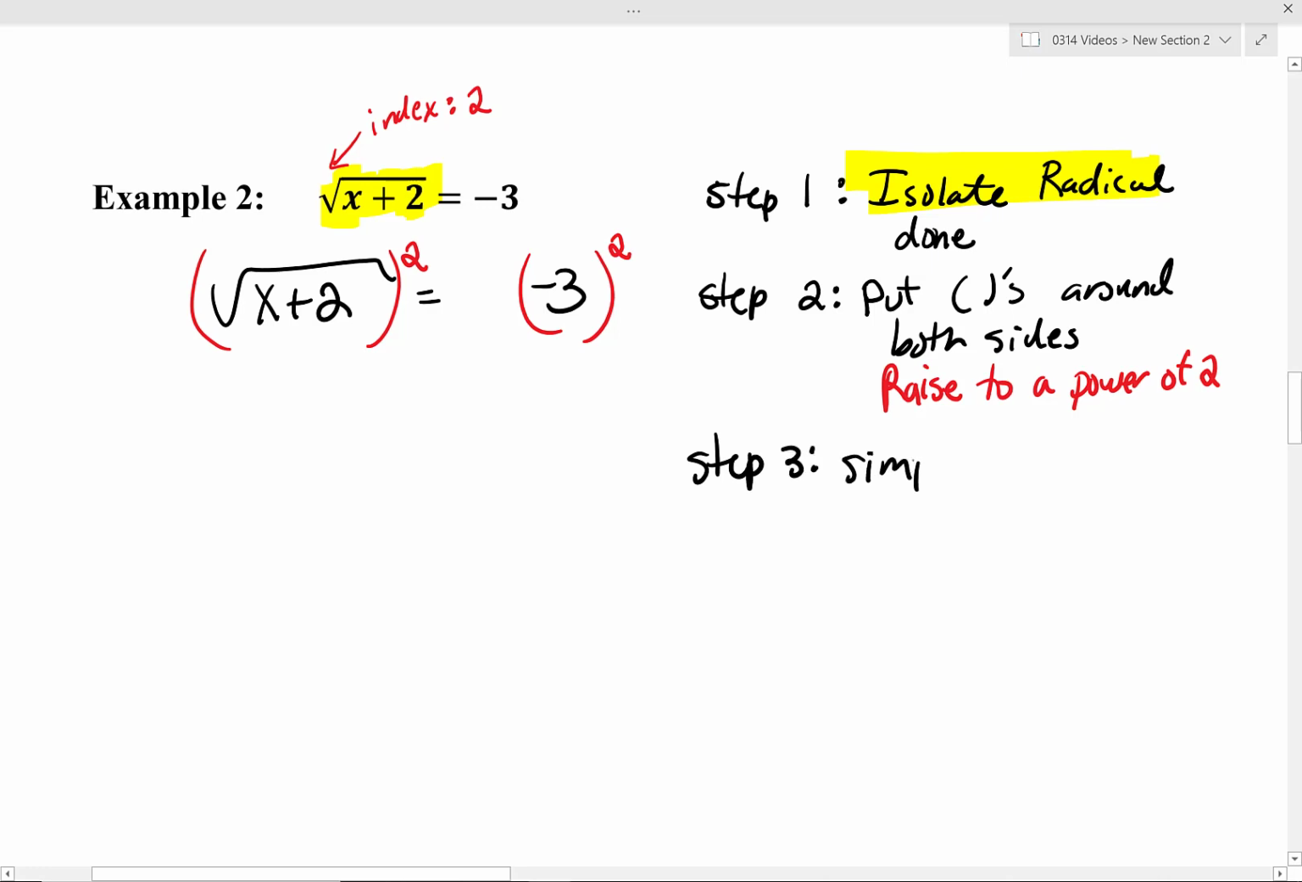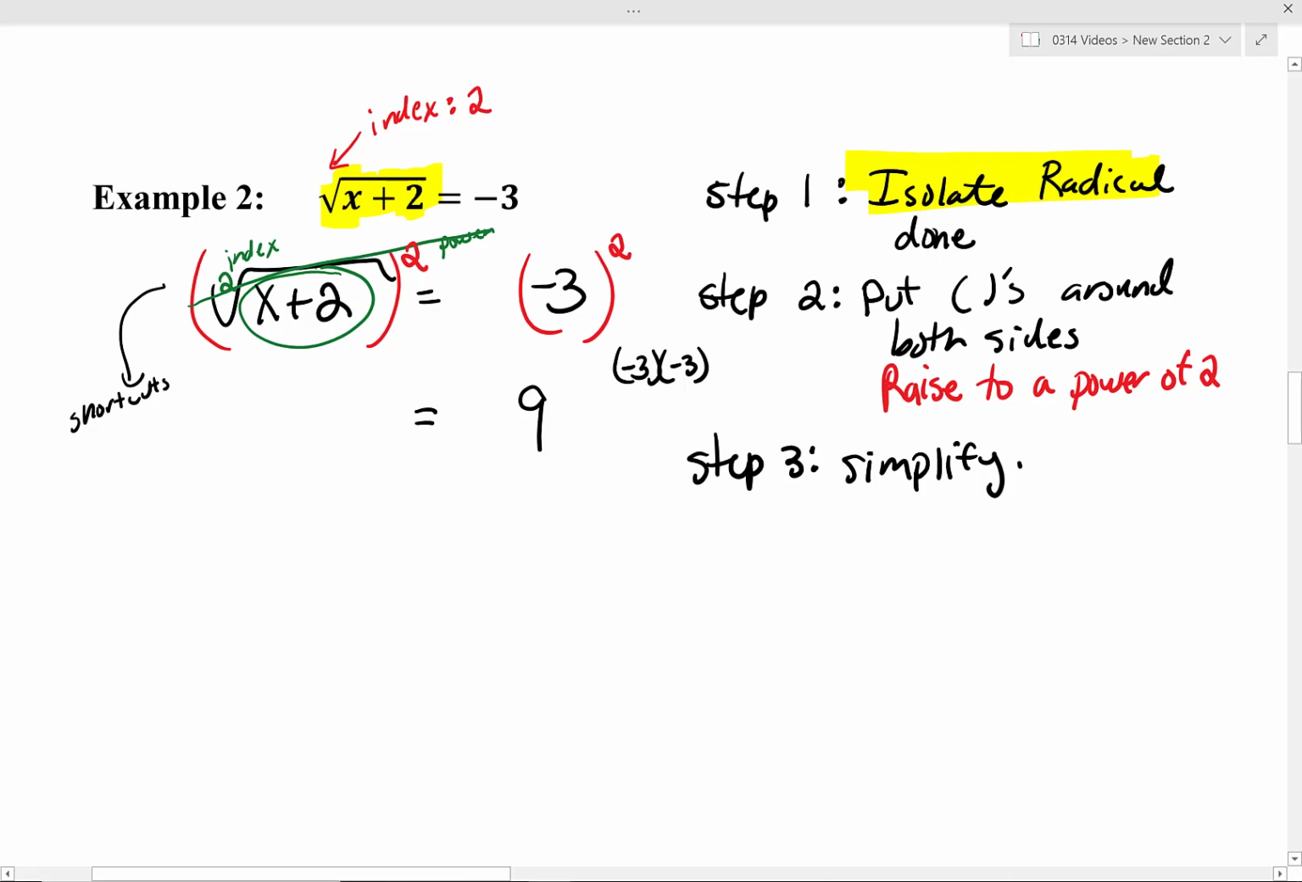Alright, so for step 3 we are going to simplify. So negative 3 squared, that's a positive 9. Remember that's negative 3 times negative 3, so negative 3 times itself. Two negatives multiplied together give us a positive, so positive 9. Okay, remember we're going to use the shortcut here instead of going through all the steps that we went through before. If the index matches the power, which it always will for our problems here, they cancel each other out and what we're left with is just what's underneath. So that's going to be our shortcut.